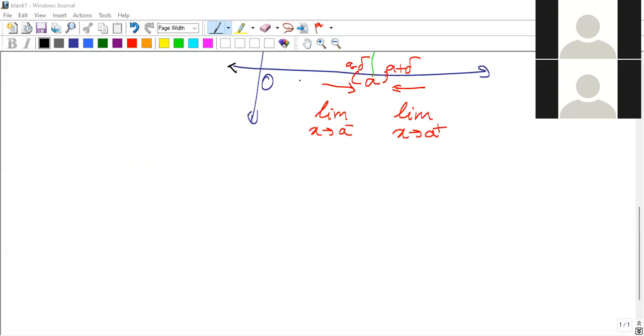Yes, Chaudhary. L positive of a equal to L negative of a equal to f of a. That's simply good. That's continuity. Okay, that's great. What about Drashti?